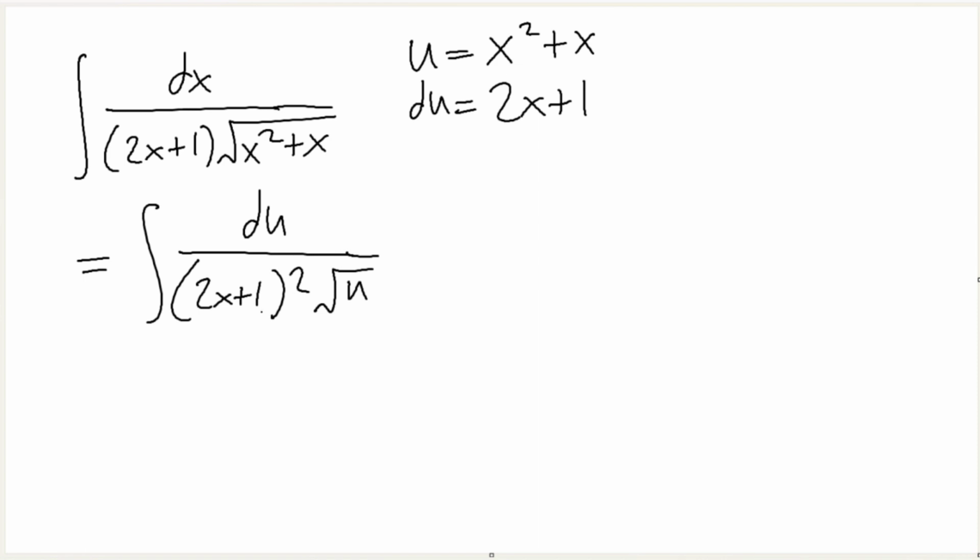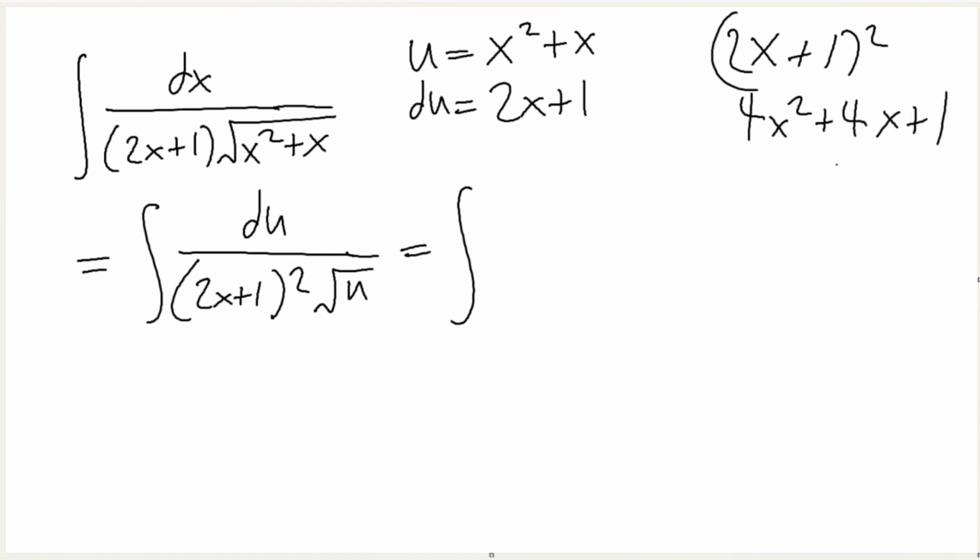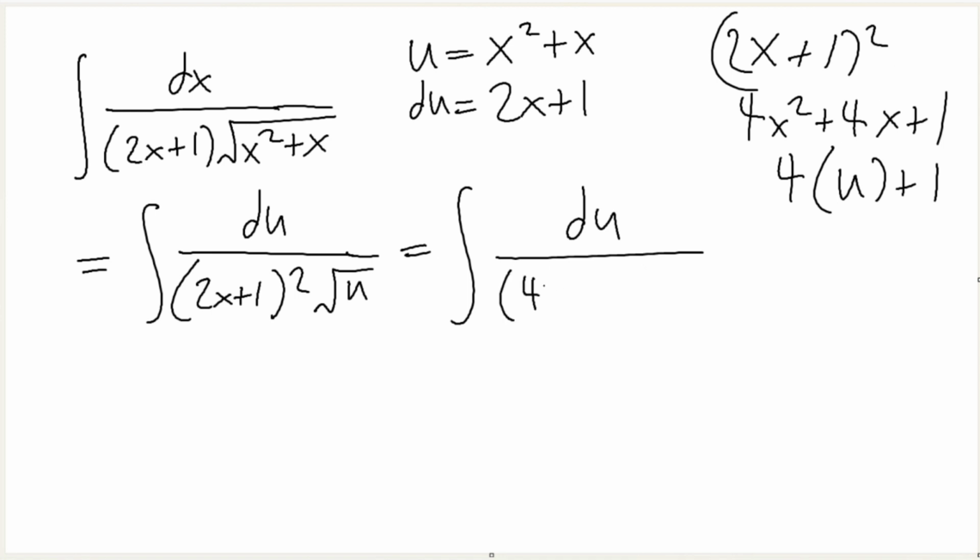So we have du and you have 2x plus 1 squared in square root of u. Okay, but notice that 2x plus 1 squared is 4x squared plus 4x plus 1. This is 4 times x squared plus x, which is u, plus 1. So you actually have 4u plus 1 square root of u. That's what that is. And now, I should have just integrated with the square root, but I don't mind doing it again.